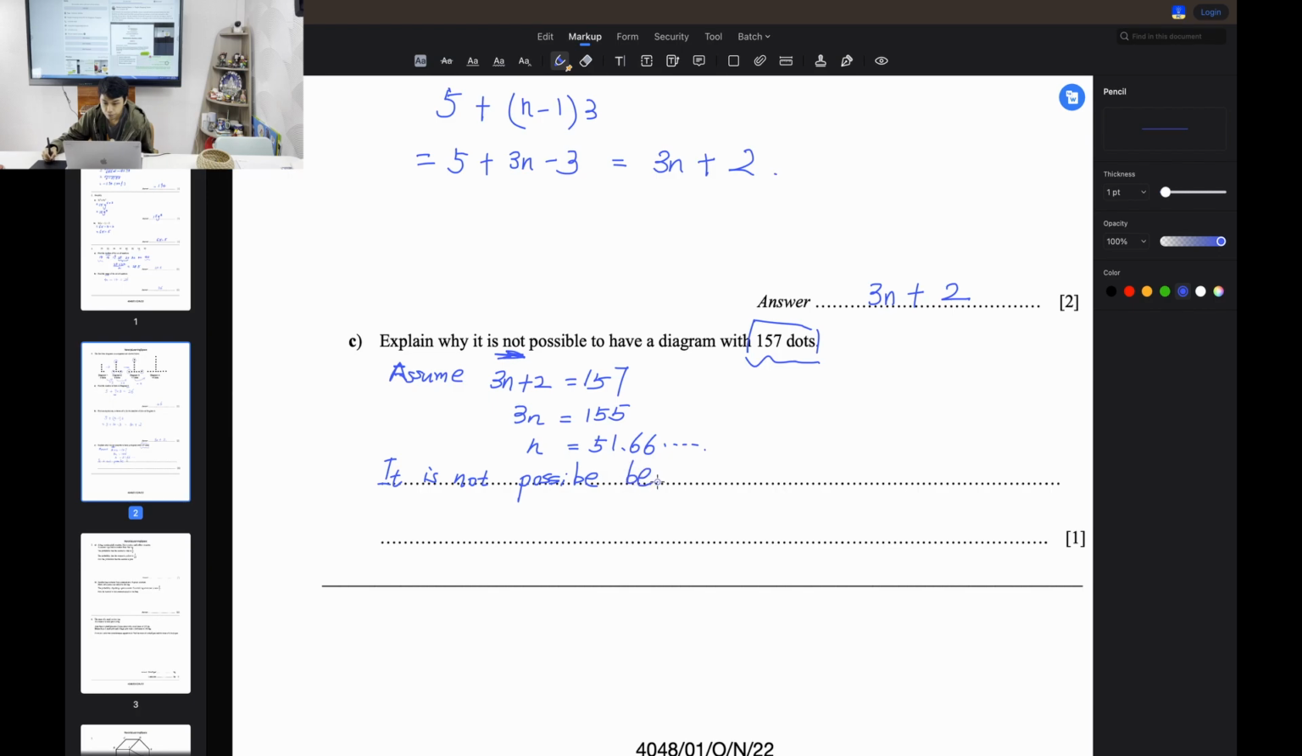because 157 dots corresponds to n equals 51.66, and this is not achievable, as n is an integer.